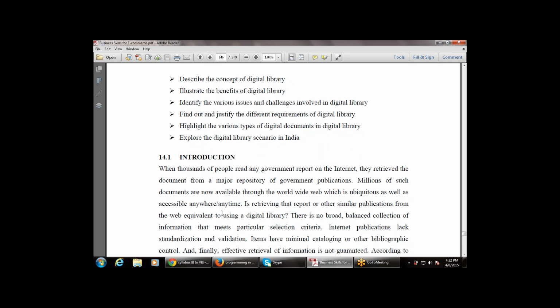When thousands of people read any government report on the internet, they retrieve the document from a major repository of government publications. That is, if at the same time a large number of persons want to gather the same information, they gather that information only from the internet. And when there is a collection of this information over the internet, that is known as a digital library.